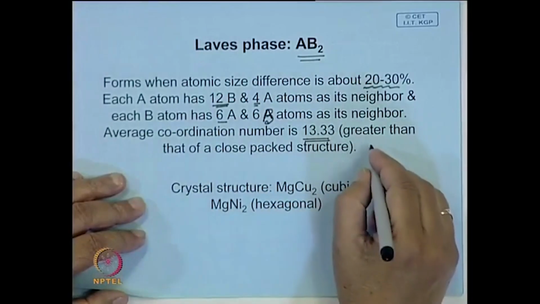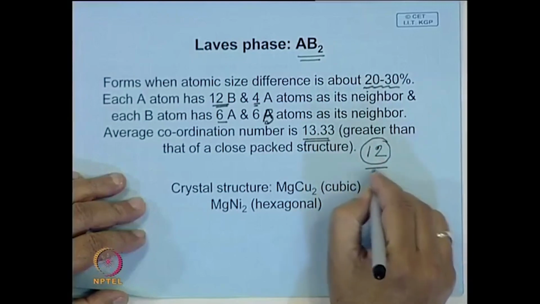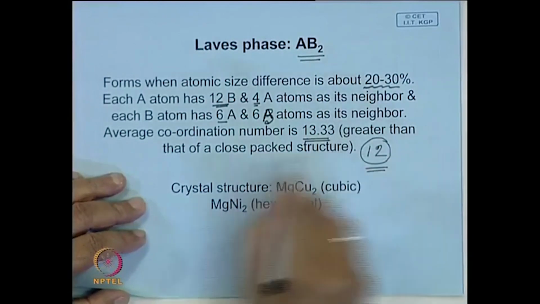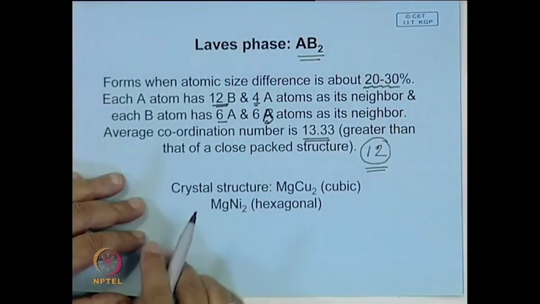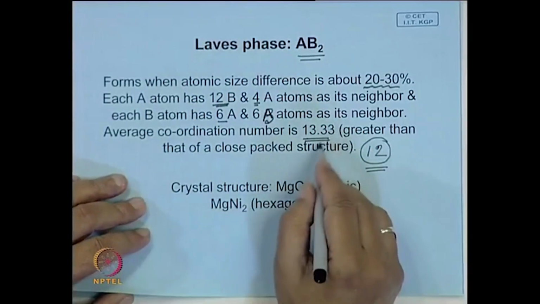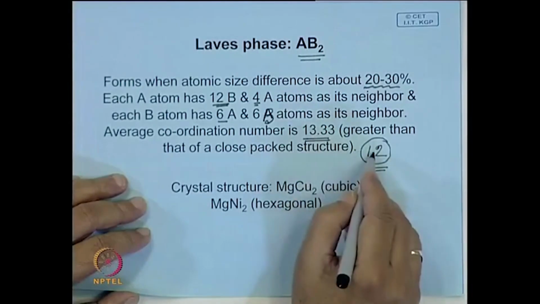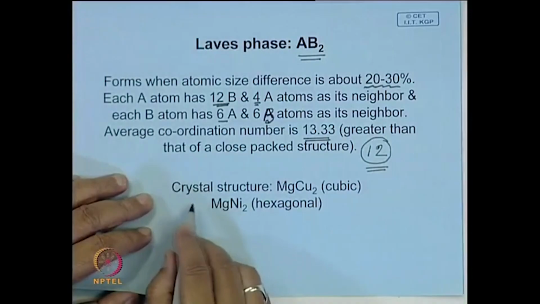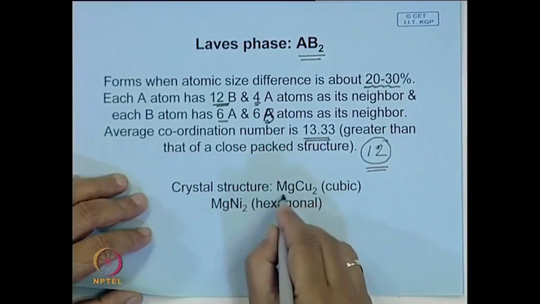In a close-packed structure like face centered cubic or hexagonal, the maximum coordination number that you can have is 12, and here it is possible to exceed that because you have atoms of two different diameters. So in such cases the coordination number can be greater than 12.